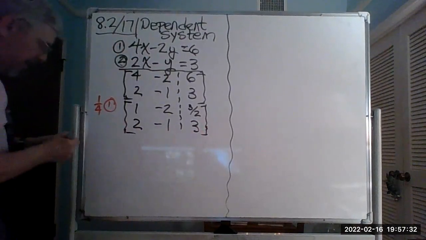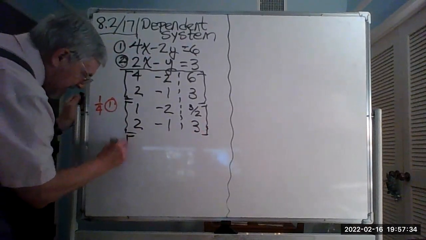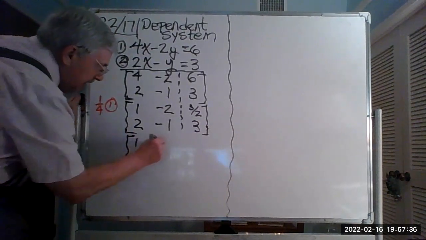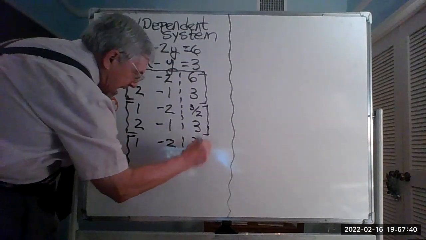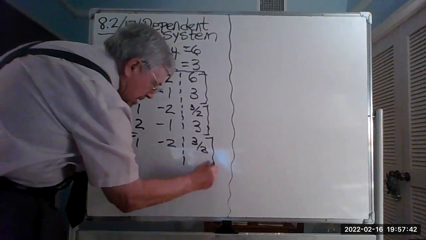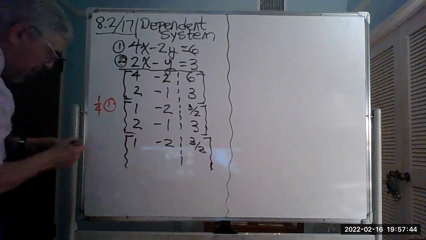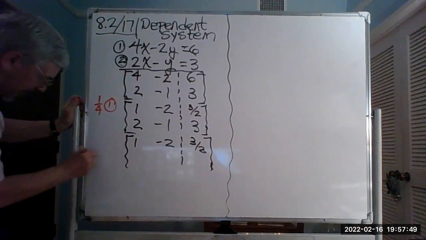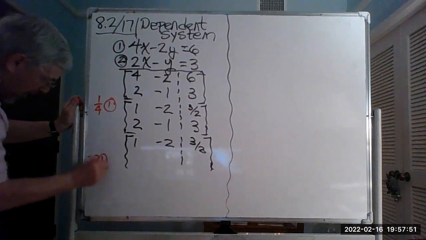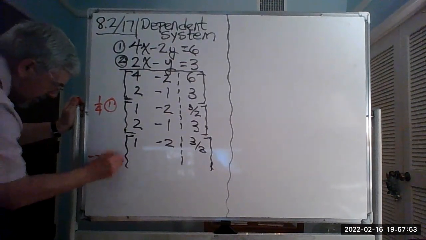Now I want that one to be a 1. So the top row I'm going to leave the same. So I got 1, -2, dash, dash, dash, dash, 3/2, boom, boom. Okay, so this one here I want to be 1. So I'm saying what I'm doing over here. So I'm going to go -2 times row 1 plus row 2.